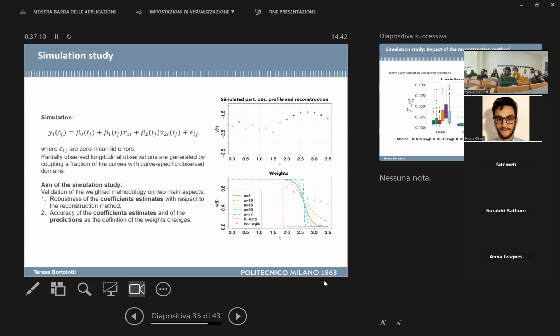Just to show you that the logistic way of defining your weights generally gives you a little flexibility. So it is not so bad, at least for our purposes. Okay, with the simulation study, we wanted to assess the robustness of the coefficient estimates of the regression with respect to the reconstruction method. And the other one is that we wanted to assess the accuracy of the coefficient estimates for different definitions of the weight.